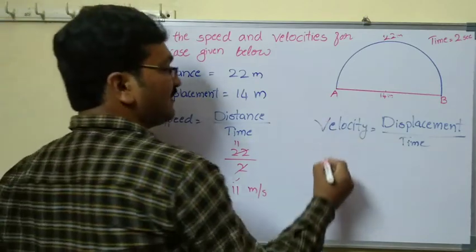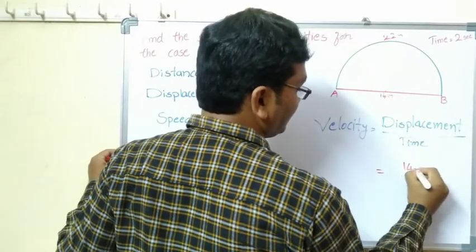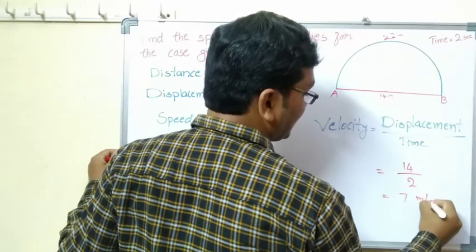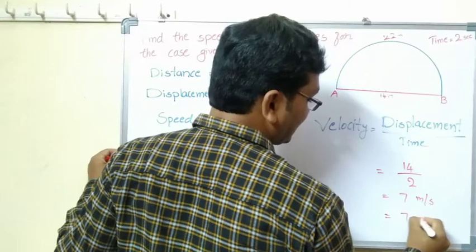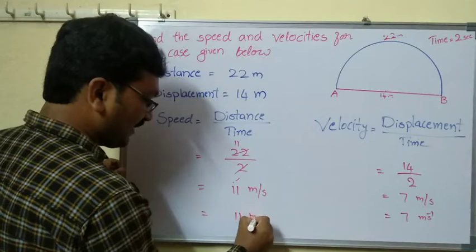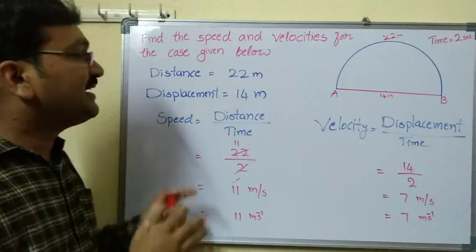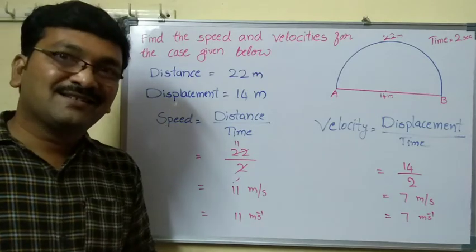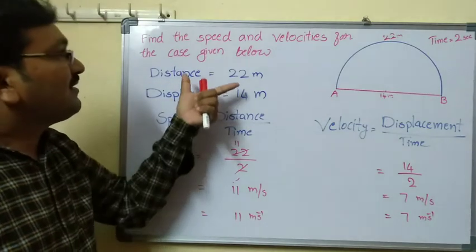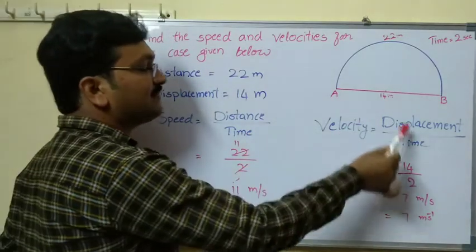If you go for the displacement, this 14 meters by the same time, 2, is 7 meters per second. So the speed is 11 meters per second and the velocity is 7 meters per second. I think you got the difference between speed and velocity. Dear children, got an idea? Yes, sir. Distance by time gives the speed. Displacement by time gives the velocity.